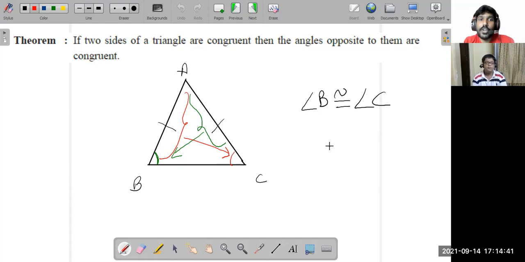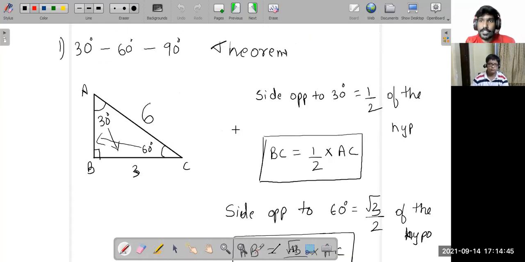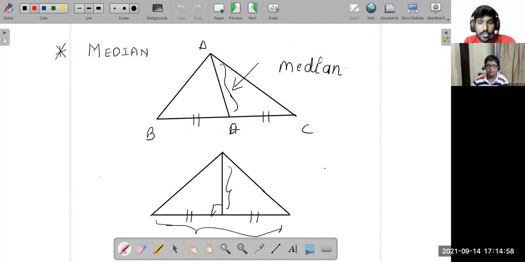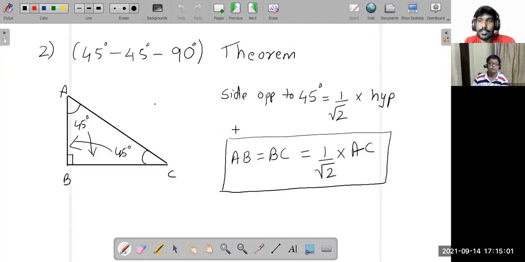Then after that, we saw the 30-60-90 theorem. We did a proof also. The 30-60-90 theorem says the side opposite to 30 degrees is half of the hypotenuse, and the side opposite to 60 degrees is root 3 upon 2 times the hypotenuse. Clear? Then the 45-45-90 theorem says the side opposite to 45 degrees is 1 upon root 2 times the hypotenuse.